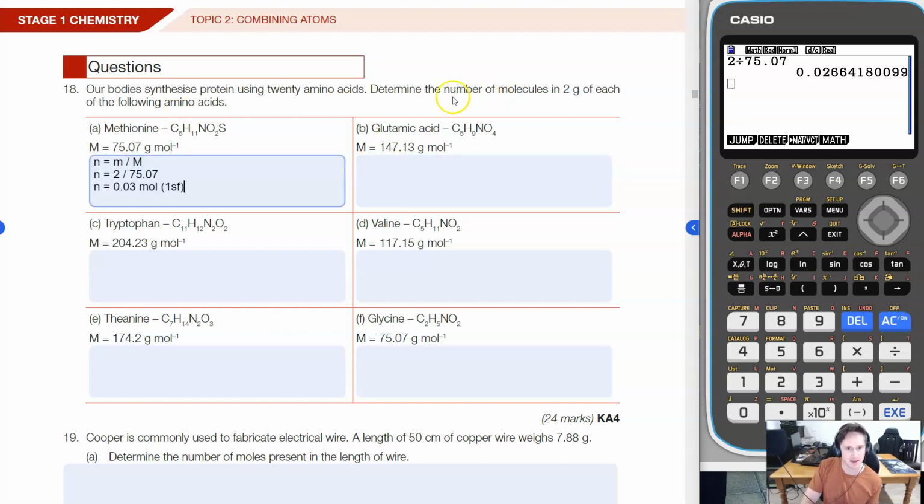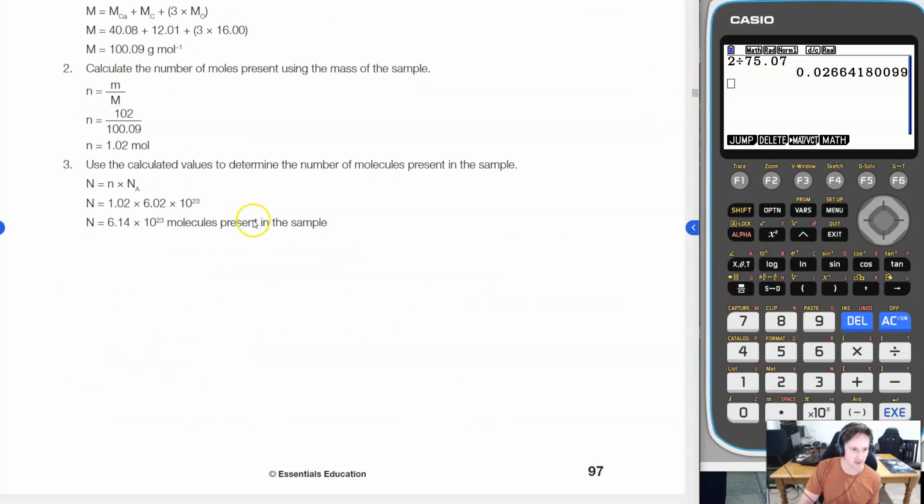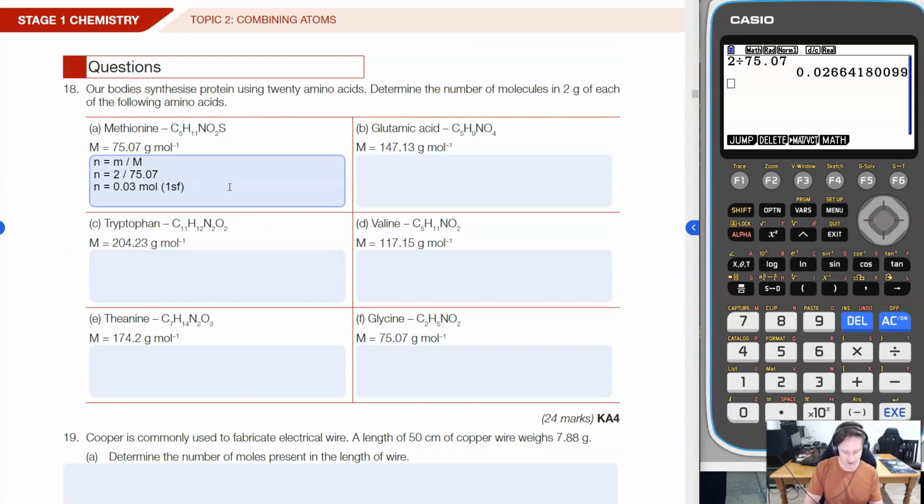However, we are calculating the number of molecules, not the number of moles. So what we're going to do is this equation up here. The number of molecules, which is big N, is going to be number of moles multiplied by big N with a little a, which means Avogadro's number. So our second part is that the number of molecules is equal to the number of moles multiplied by Avogadro's number. I will write down my rounded off number in here, but I'm going to use the correct number in my calculator. So multiplied by 6.02 times 10 to the power of 23.